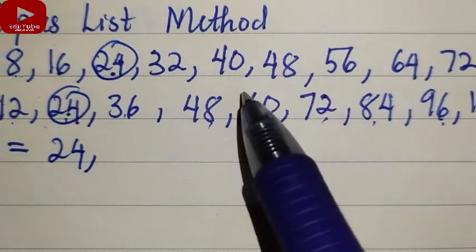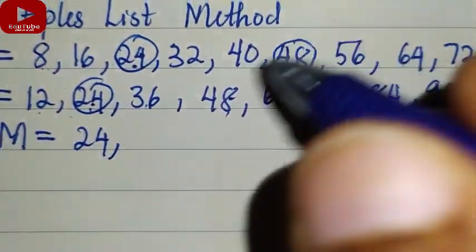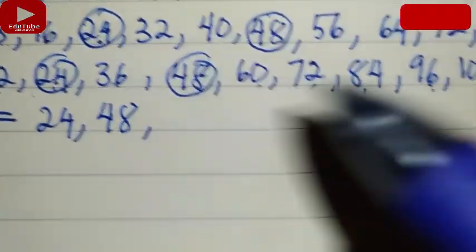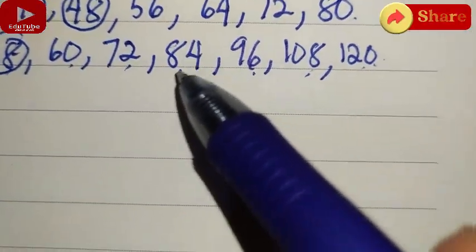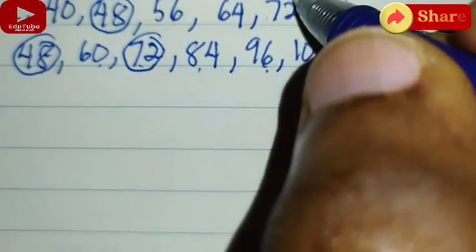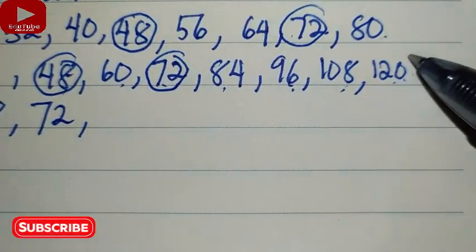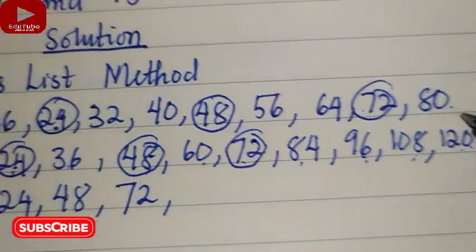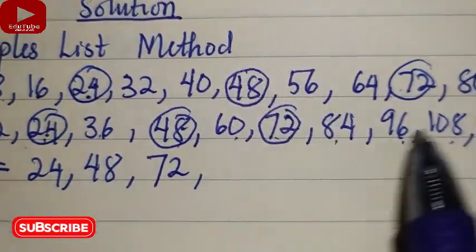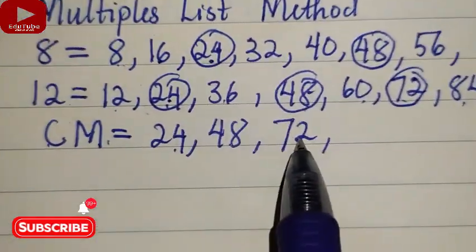And then I have 48 for both 8 and 12 as their common multiple, so I'm going to write 48. And then I have 72 for both numbers, so 72 is also a common multiple of both numbers. I'm going to write 72. Because I stopped at 10, the common multiples we have so far at the point where I stopped are 24, 48, 72.